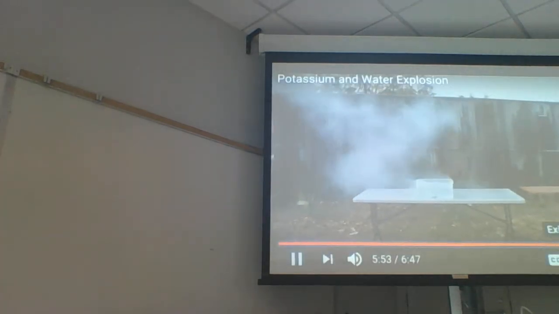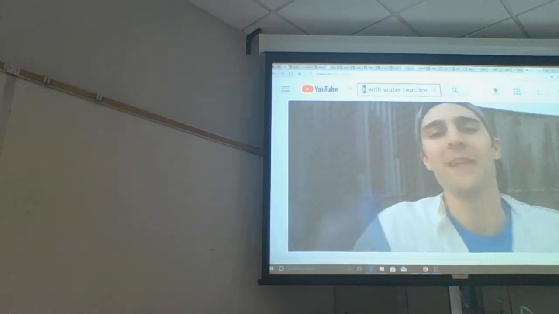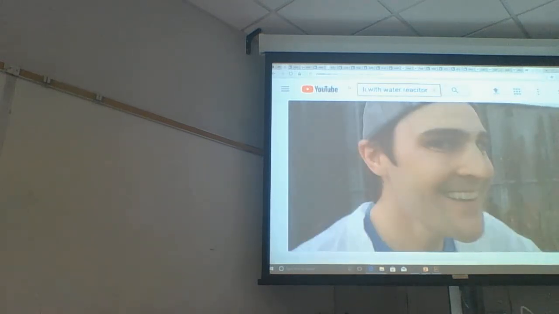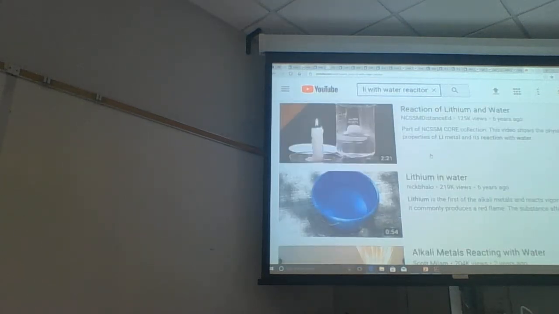So that's potassium. You can see it's pretty violent, the reaction. When you submerge the potassium in the water, it definitely... Let's look at the reaction of lithium and water. Maybe we'll try this one.